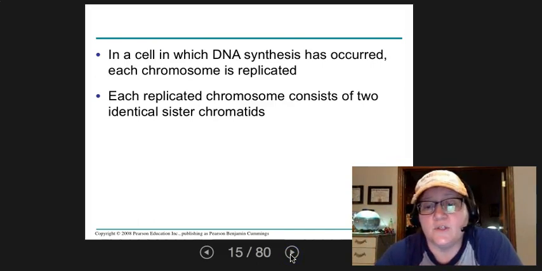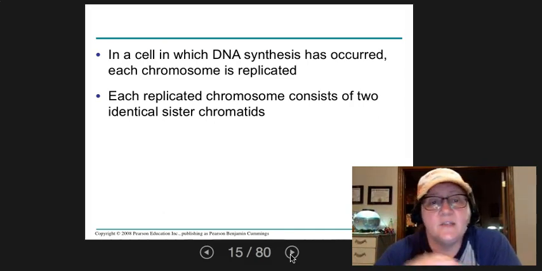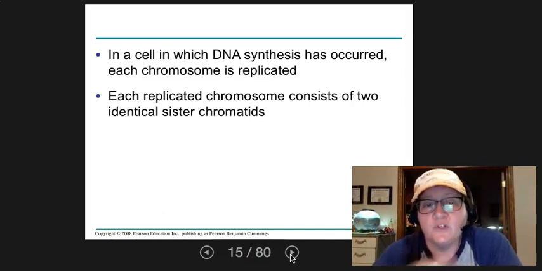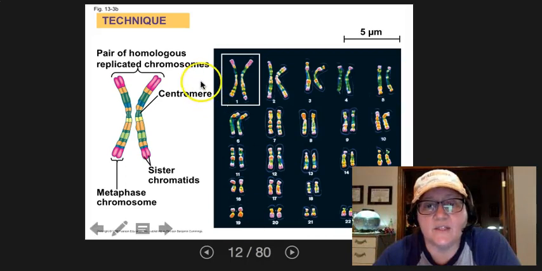Okay. So where are we at? We're at 12 minutes. So we'll go just a couple more minutes and I'll take a break here. So in a cell where DNA synthesis has occurred, we're in interphase, we've gone through G1, we've gone through S phase of interphase so that we've replicated that DNA. We've gone through G2. So we have replicated chromosomes. Once we've done that, it looks like this. That's how I have those sister chromosomes. These are the replicated copies.